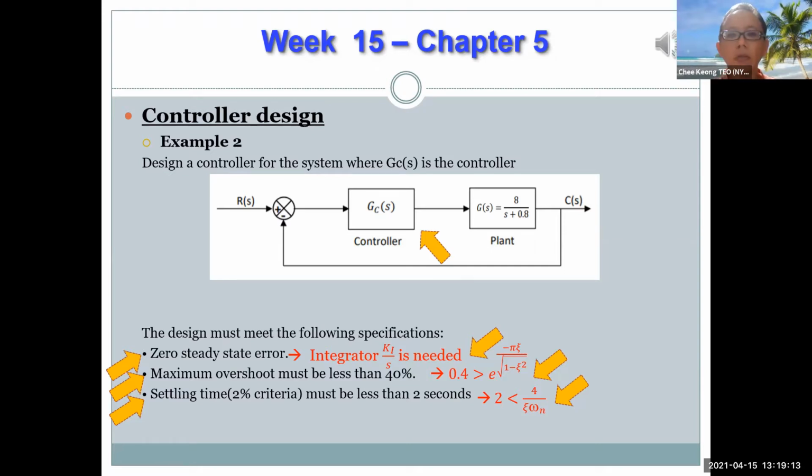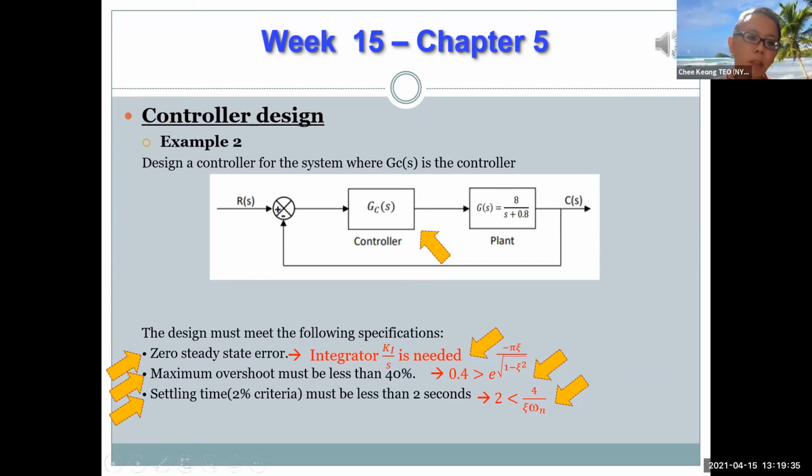So basically, this controller tuning is quite similar, or rather almost the same, to Lab 7. Imagine the Lab 7 submission. You are supposed to do some calculation for the designing of the controller, and this example guides you very closely on how to design.